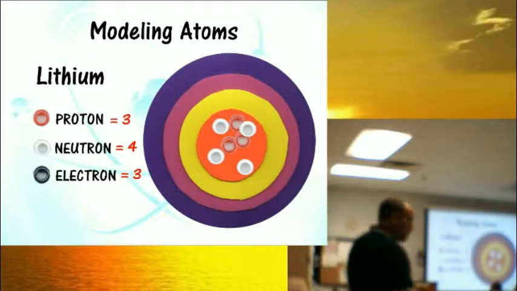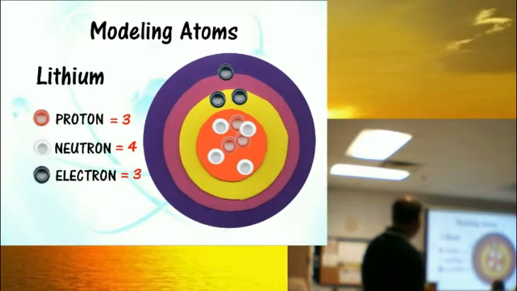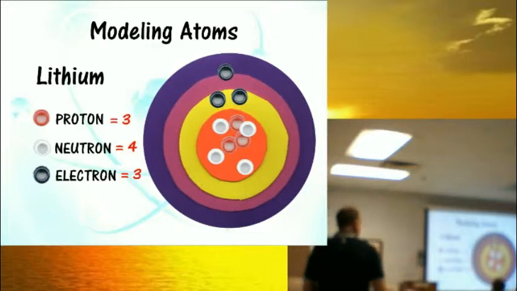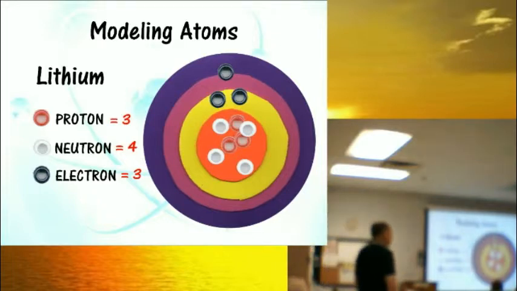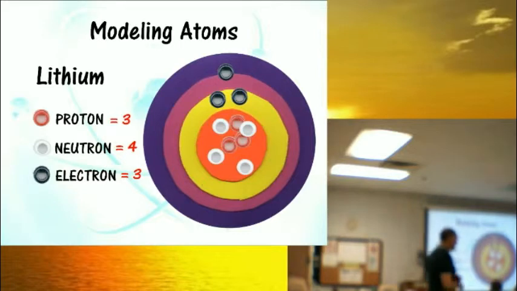Neutrons were 4. We need 3 electrons, 2 can go in the first, and then 1 in the second. That's the way your model should look. Questions about that? Okay, please take your materials and put them back in your Ziploc bag, and we'll play with those again later. But we have to move on.